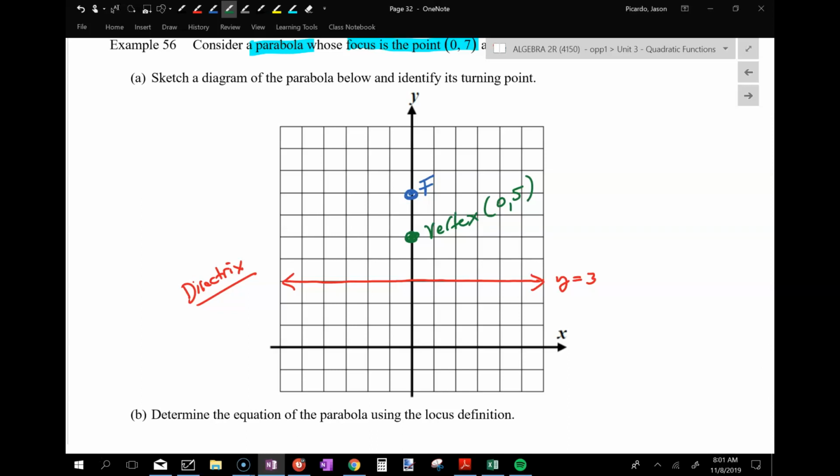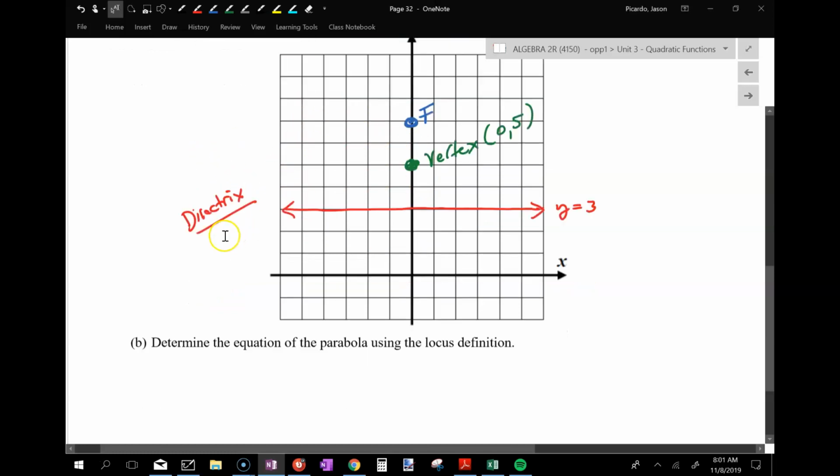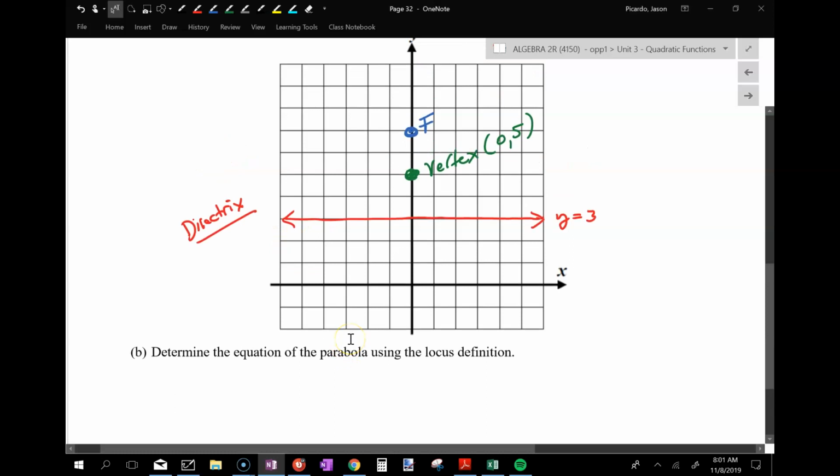Doing okay. All right. Now, give me another piece of information that you know is true. Well, you know that this parabola is going to open up, right? So do you agree that you're going to have an x squared in your equation? All right, good. This says determine the equation of the parabola using the locus definition. Guys, there's a couple different ways that we could do this. I'm going to show you what we just did, and then I'm going to do it a second way. All right. So Brandon, here's the first way.